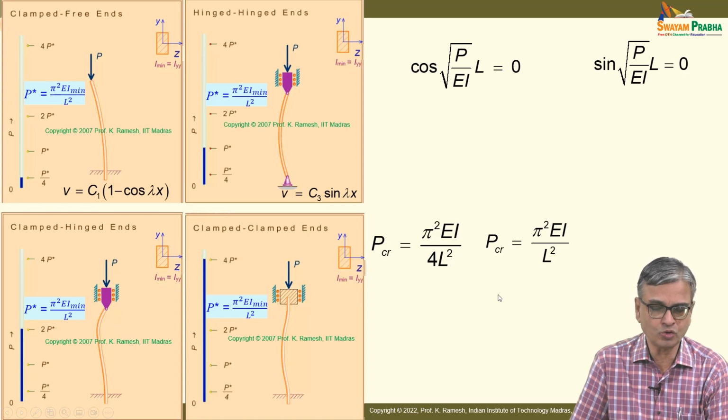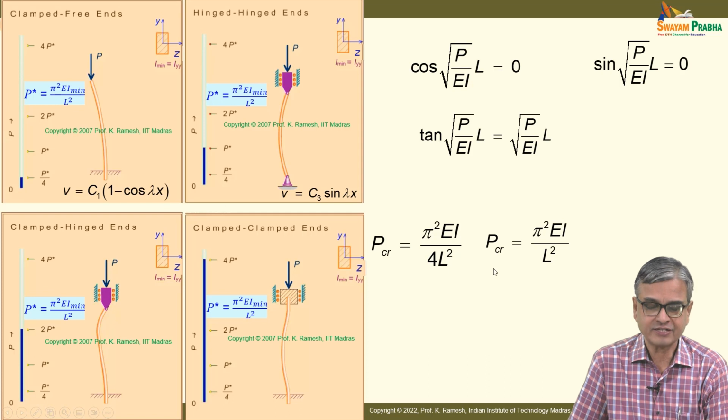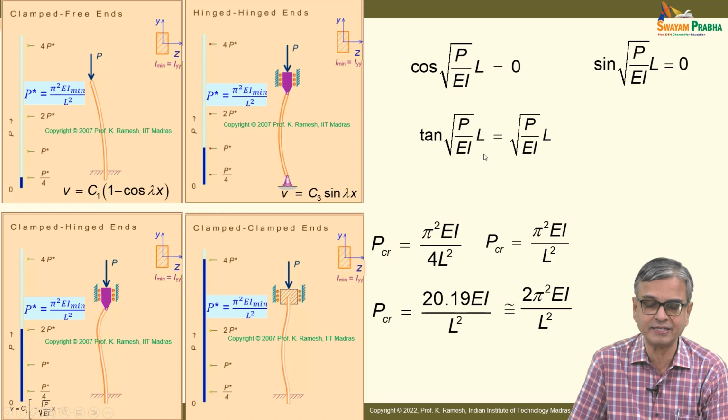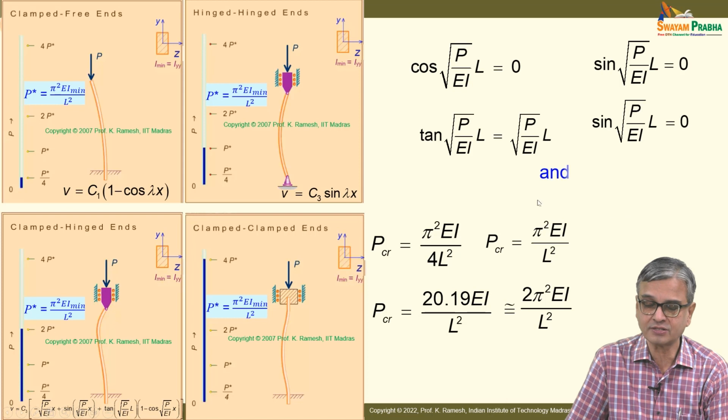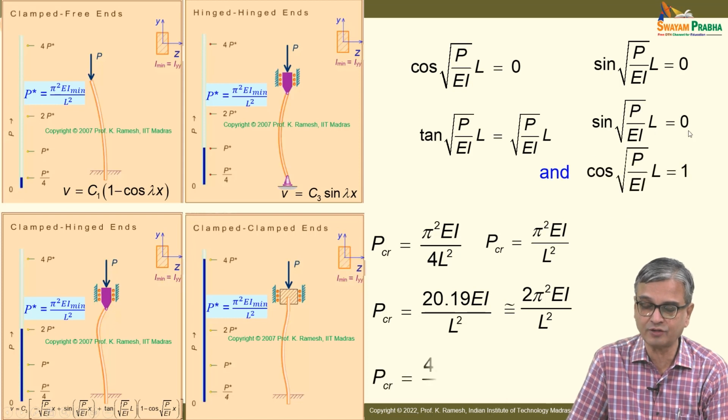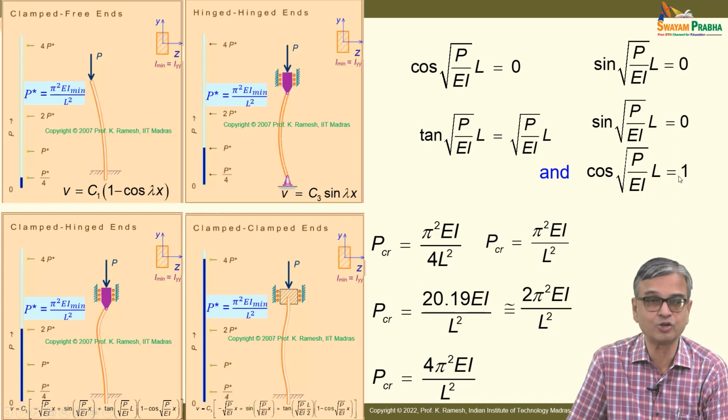So, when we moved on to fixed-hinged, I get the governing expression as tan square root of P by EI L equal to square root of P by EI L. This should be satisfied. From this I get the critical load, which we write as 2 pi squared EI by L squared. And in the last case, the condition was I should have sin square root of P by EI L equal to 0 as well as cos square root of P by EI multiplied by L equal to 1. So, this is satisfied. I get the critical load as 4 pi squared EI by L squared.